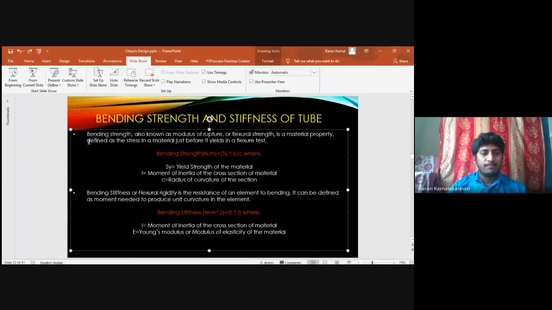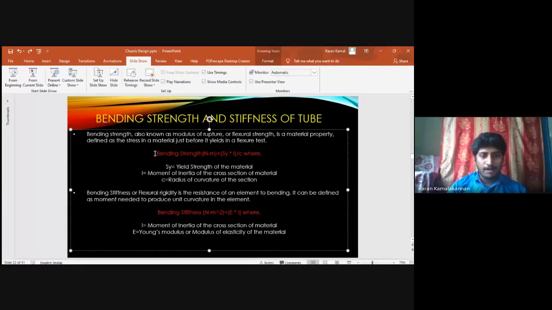The bending strength, also known as flexural strength or modulus of rupture, is a property of a material. It is defined as the stress in the material just before it yields, the amount of stress taken by the material before it deforms plastically. Flexure is a bending test, like a simply supported beam with two supports and a load placed at the center. That is called the flexure test. We have the 3-point flexure test and the 4-point flexure test.